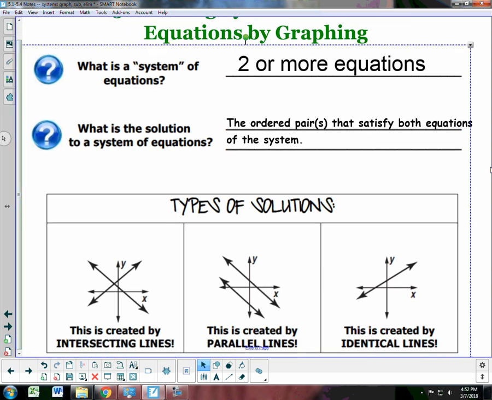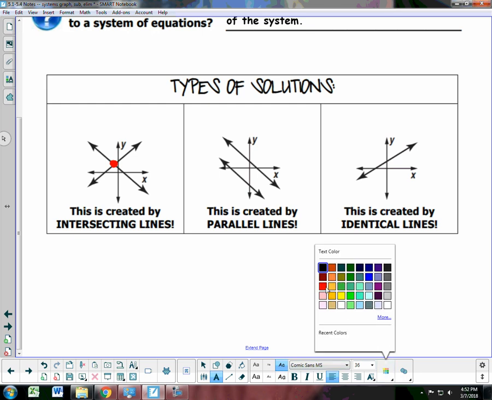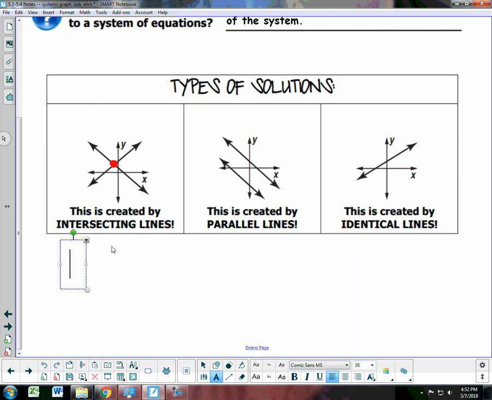Now we have a couple different scenarios. We can have when the lines intersect, and if that's the case, then our solution is right where those two points cross, like you see there. So that's a one solution scenario. So this is when we have one solution.